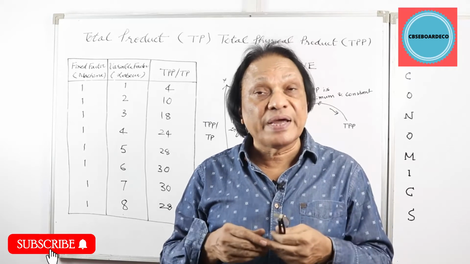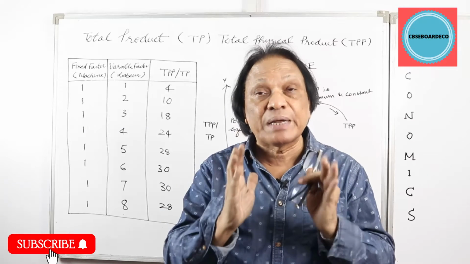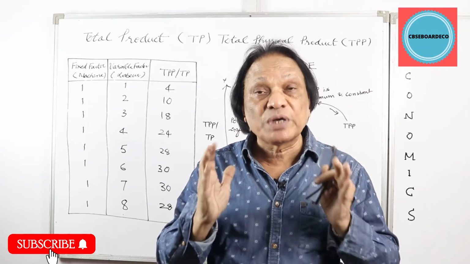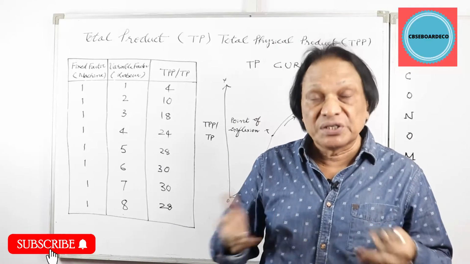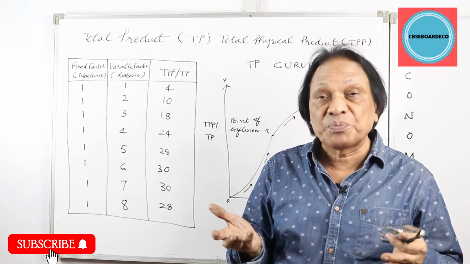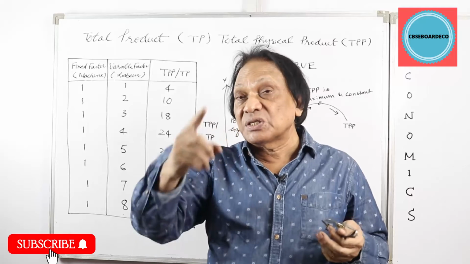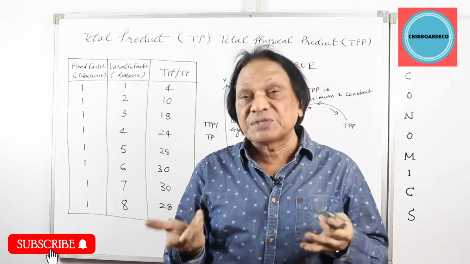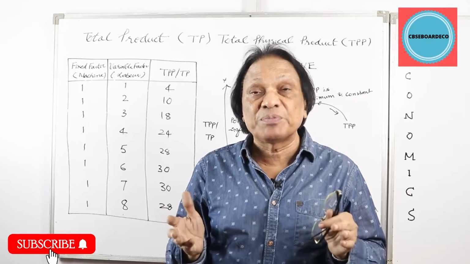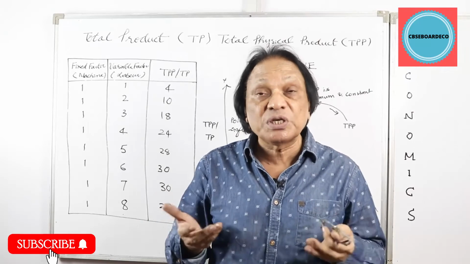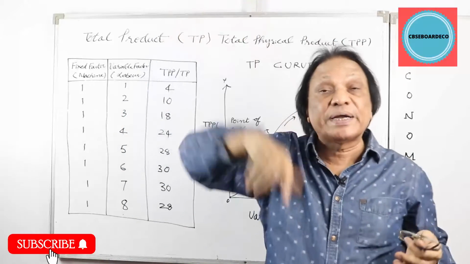What do we learn from this? What exactly is total product? Total product is the total number of units a firm is capable of producing by engaging a certain number of fixed and variable factors of production in the short period. In the short period, since the firm cannot increase its fixed factors, the firm can do so by increasing only the variable factors of production. The machine remains constant. You go on increasing the variable factor labor. Let's see what happens to total product.